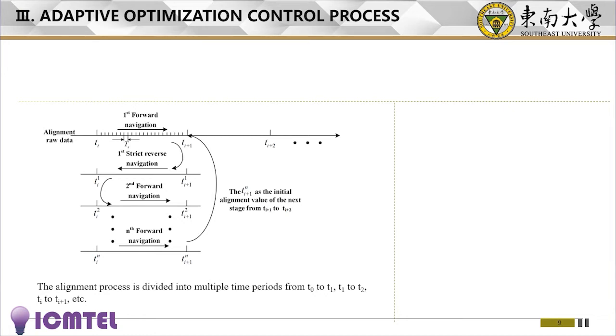The whole alignment process is shown in the figure, which is divided into multiple time periods from T0 to T1, T1 to T2, Ti to Ti+1, etc. After multiple forward and reverse navigation calculations in the same time period, the large misalignment angle error is reduced and the filter convergence speed is improved without approximation error.